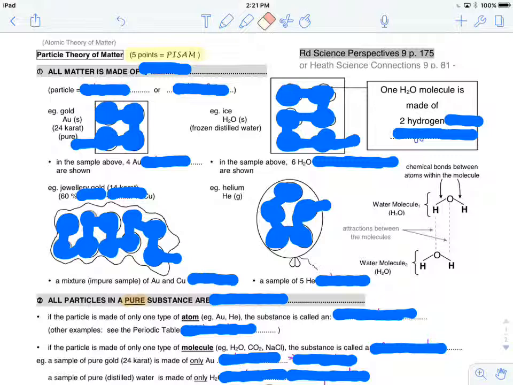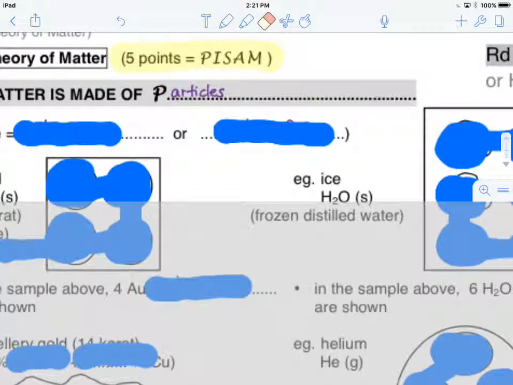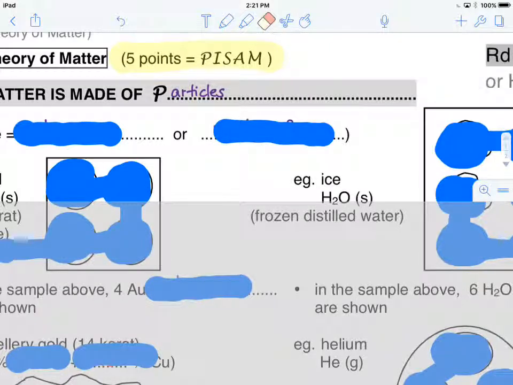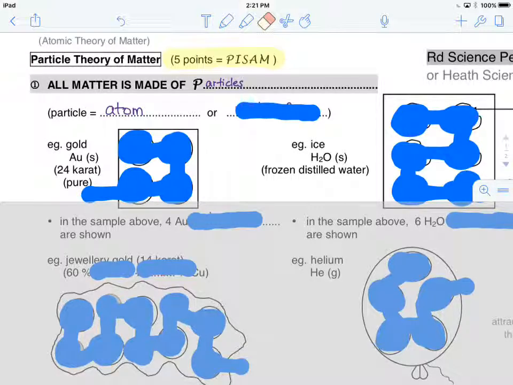Okay, so the first is that all matter is made of particles. So that's the first point of the particle theory of matter. And so there's lots of examples of this. A particle could be an atom, or it could be a molecule. Either or is fine. And matter is going to be made up of these two things.